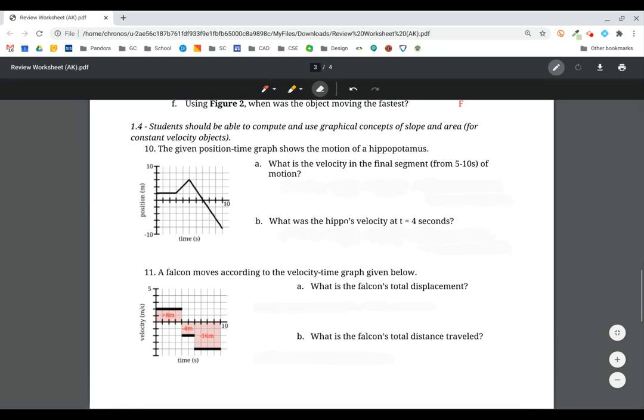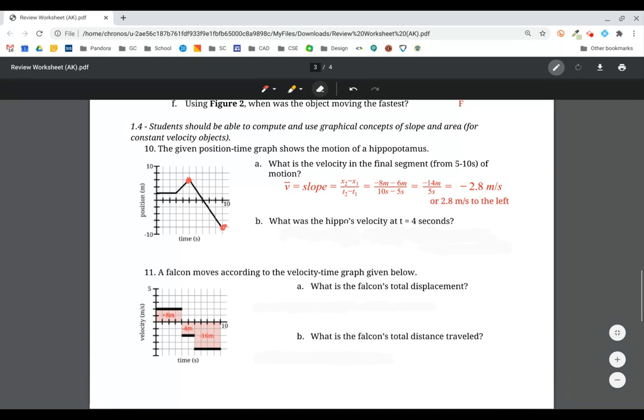For the next standard, we have 2 questions. Number 10 asks us to look at a position time graph and find the velocity of the final segment, which is from 5 seconds to 10 seconds. And so in order to find that velocity, we know that the velocity on a position time graph is shown with the slope. So we can calculate the slope with the final position minus the initial position divided by the final time minus the initial time. And if we divide this, we get a slope of negative 2.8 or 2.8 meters per second to the left.